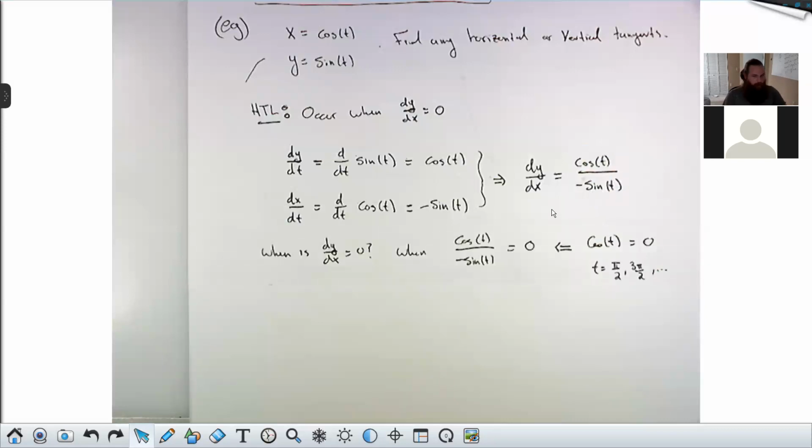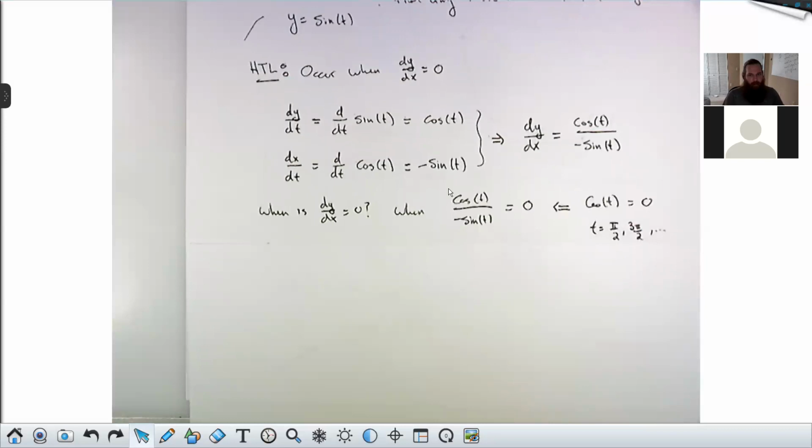So when is dy/dx equal to 0? Well, that's when this fraction is equal to 0, and that will be true as long as cos t is 0. So we set the top equal to 0, like I just said. Cos t is equal to 0 at pi over 2 and 3 pi over 2.